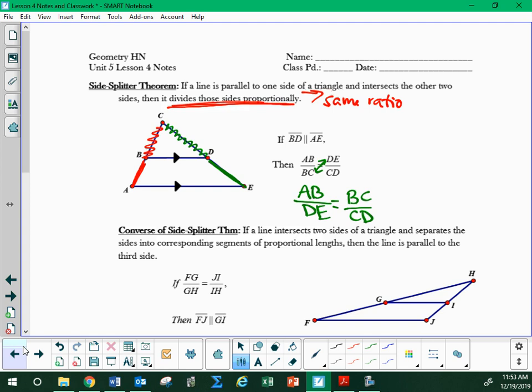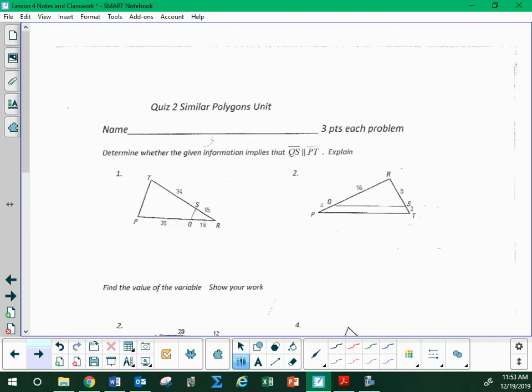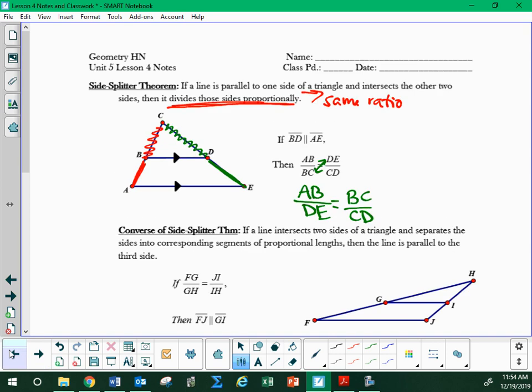So go ahead and take a look at your classwork. I want to take a look at number 2 here. And I believe this is a 4 there, isn't it? So I've got 4, 16, 8. Alright, so here it says determine whether the given information implies that line QS is parallel to line AT. Take it back. Go back to your notes real quick.